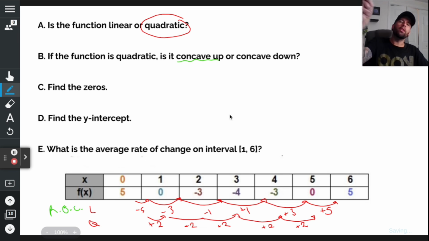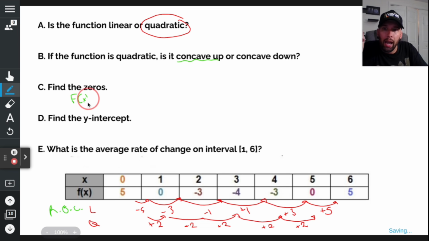Find the zeros. The zeros are when my graph crosses the x-axis, which means my zeros exist when my y, or f of x, is 0. My f of x is 0 when x is 1, and when x is 5. Similarly but opposite, my y-intercept occurs when x is 0. So when is x 0? Only once, when f of x is 5.